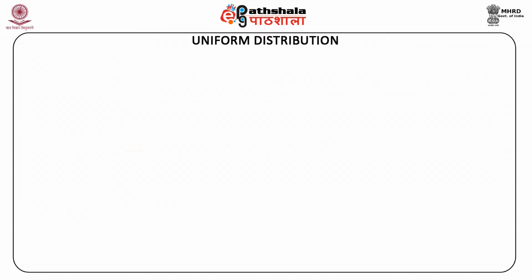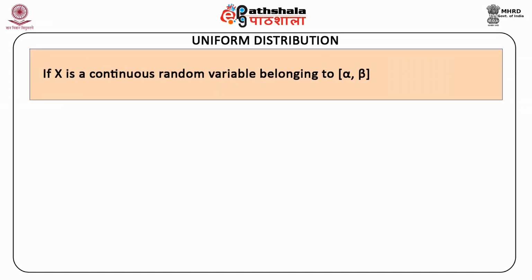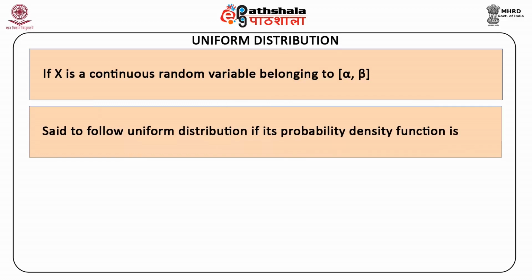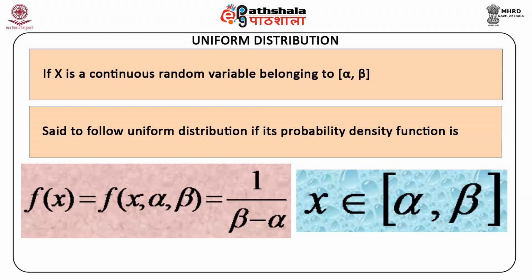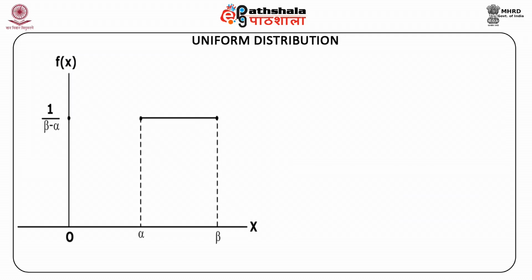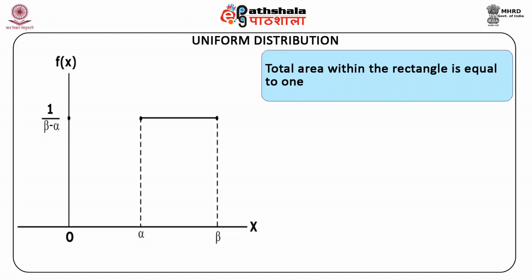Moving on to the uniform distribution. If x is a continuous random variable belonging to the interval (alpha, beta), then it is said to follow uniform distribution if its probability density function is f(x) = f(x; alpha, beta) = 1 upon (beta minus alpha) for all x belonging to the interval (alpha, beta). The graph of uniform probability density function is shown in the figure. In uniform distribution, the probabilities of all the outcomes are the same. Also, the total area within the rectangle is equal to 1.